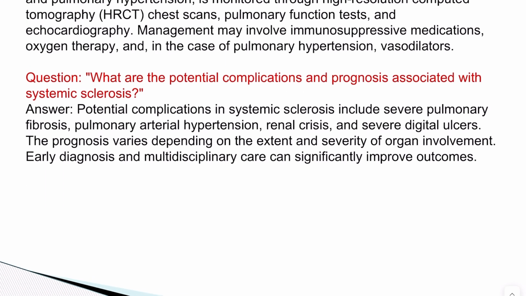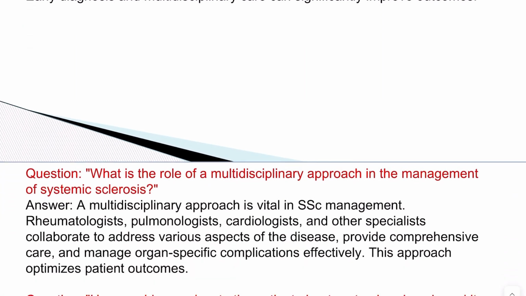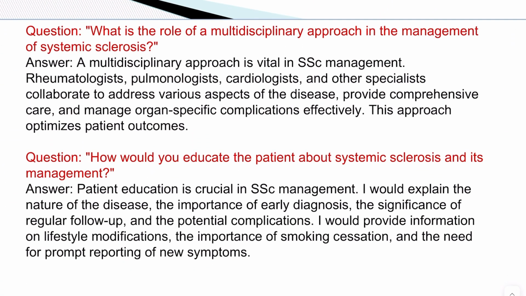What are the potential complications and prognosis associated with systemic sclerosis? Potential complications include pulmonary fibrosis, pulmonary arterial hypertension, renal crisis, and severe digital ulcers. The prognosis varies depending on the extent and severity of organ involvement. Early diagnosis and multidisciplinary care can significantly improve the outcome. And what is the role of a multidisciplinary approach in the management? Well, a multidisciplinary approach is vital in systemic sclerosis management. We need rheumatologists, pulmonologists, cardiologists, and other specialists. They collaborate to address the various aspects of the disease, provide comprehensive care, and manage organ-specific complications effectively.